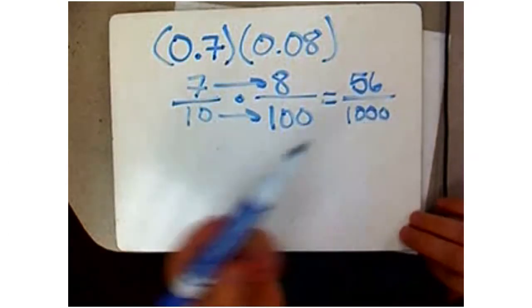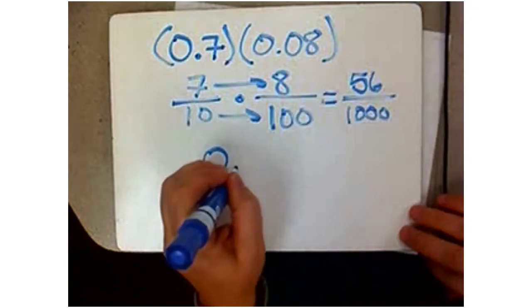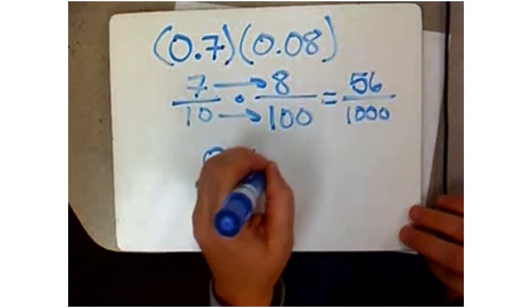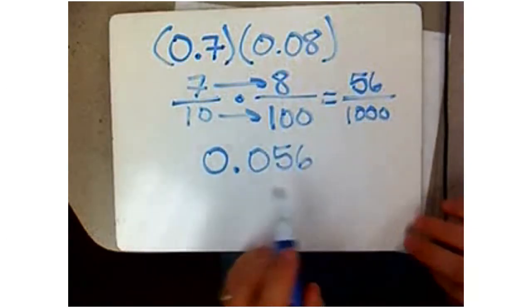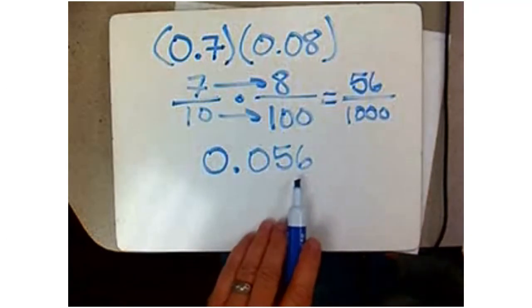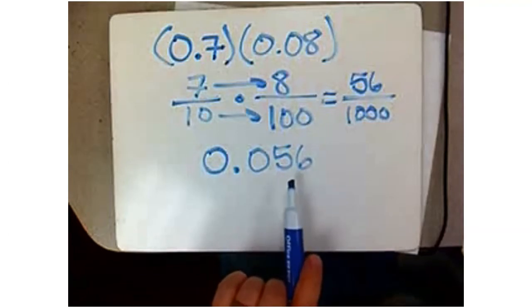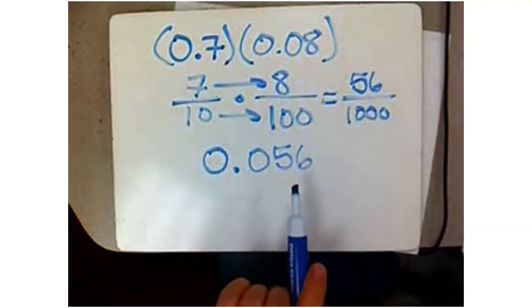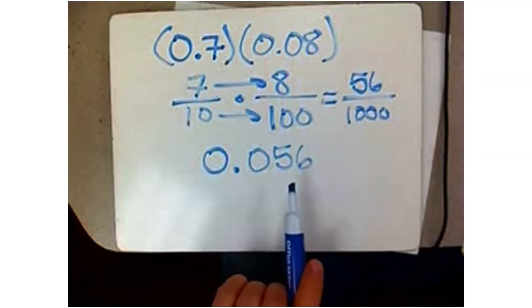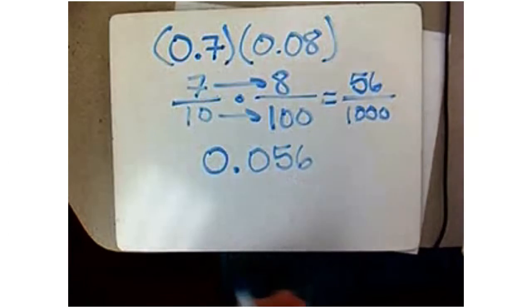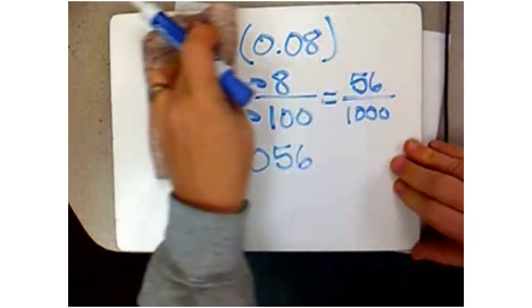So it's 56 thousandths. And then if you rewrote that, it would be 0.056, because that would be 56 thousandths. So that's in fractional form. So you can do that with any decimal. You can change the decimal to a fraction, use your fraction principles, and multiply the decimal. We also can just multiply them like whole numbers by ignoring the decimal.